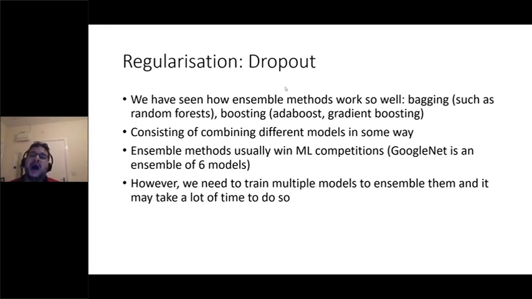So what we did was take a vote or average, combining these models in some way. This is called ensembling, and ensembling usually wins ML competitions. For example, GoogLeNet is a CNN model for image processing that has won some competitions, and it is an ensemble of six models. But to do ensembling that way, as with random forests, we needed to train multiple models. And because deep learning takes a lot of time to train, if we do that explicitly, it will take us a lot of time.